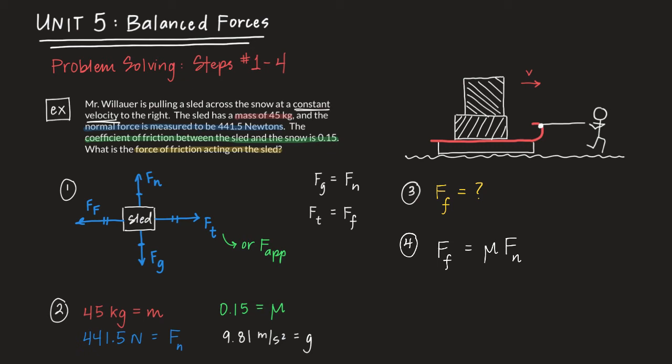We have what the coefficient is, and we have the normal force. Also, we know that that force of friction is equal and opposite to the force of tension. So if we were asked to find the force of tension, we would want to first find the force of friction and then tension. But they're just asking for friction in this case. So that's this problem.